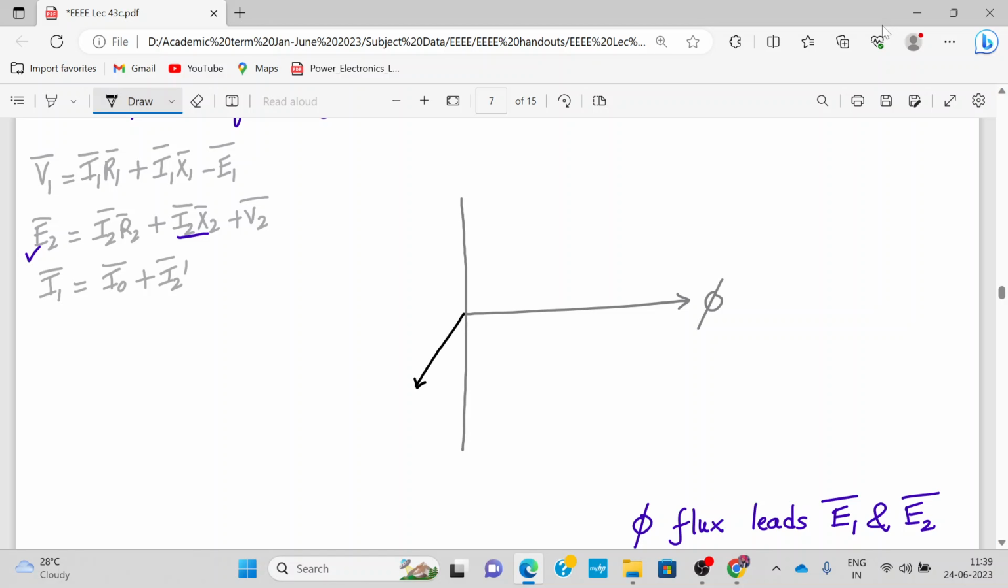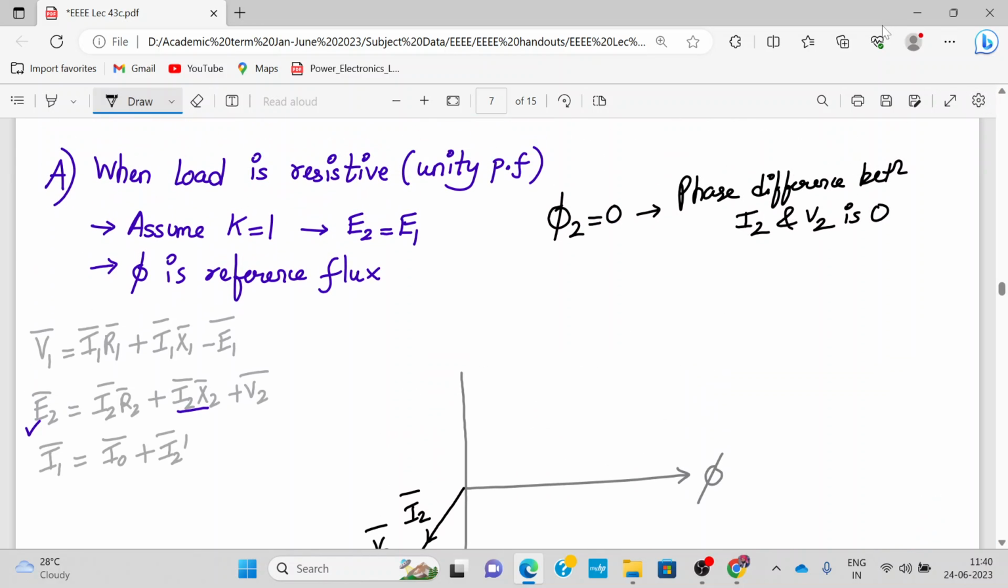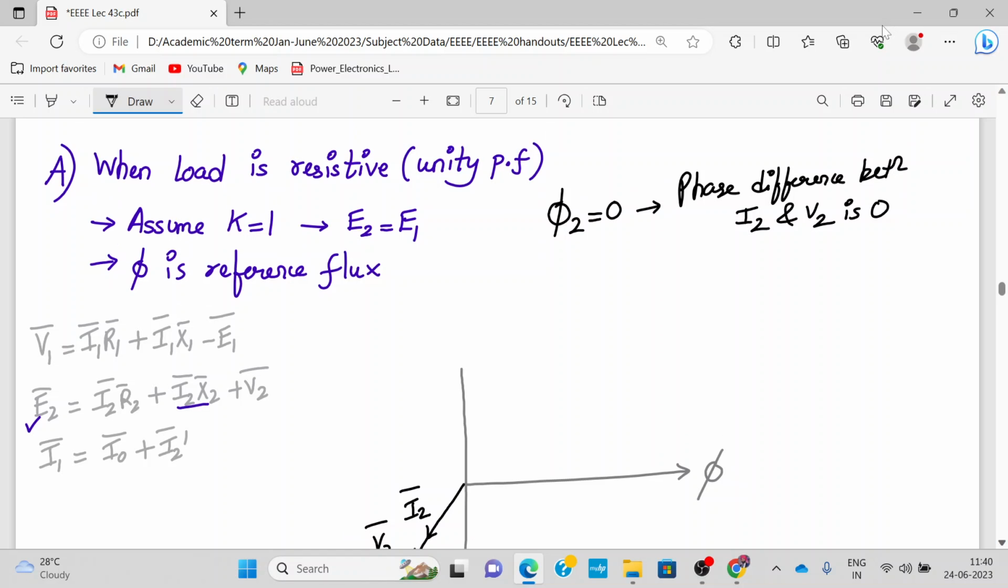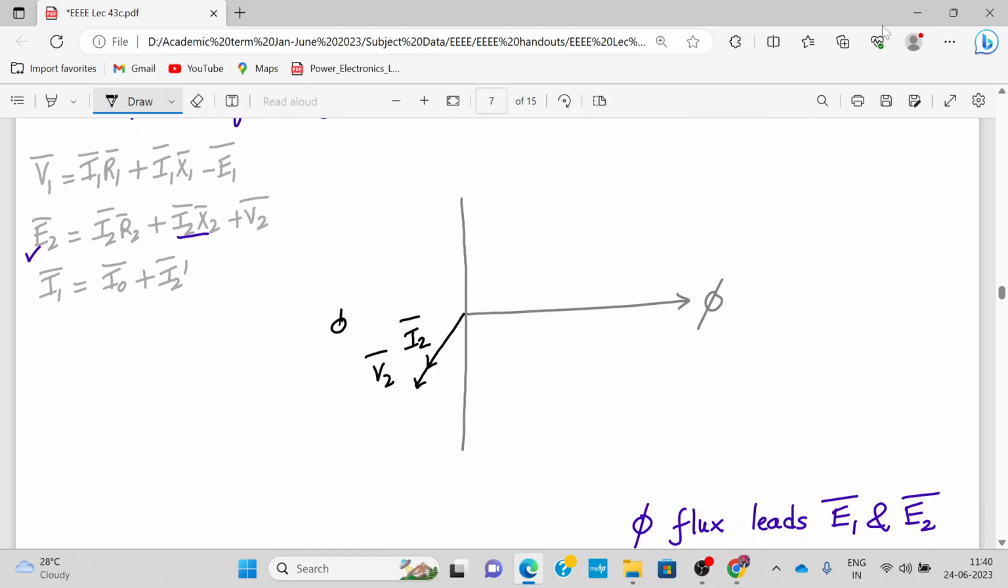Let's say this is V2. All right, and then draw I2. So V2 and I2 are in the same direction. This is V2, this is I2, because they have no phase difference. We have written over here that the phase difference between I2 and V2 is 0, so basically we can say phi 2 is 0. The phase angle between them depends upon the type of load. It is a resistive load, so the phase angle between them is 0.